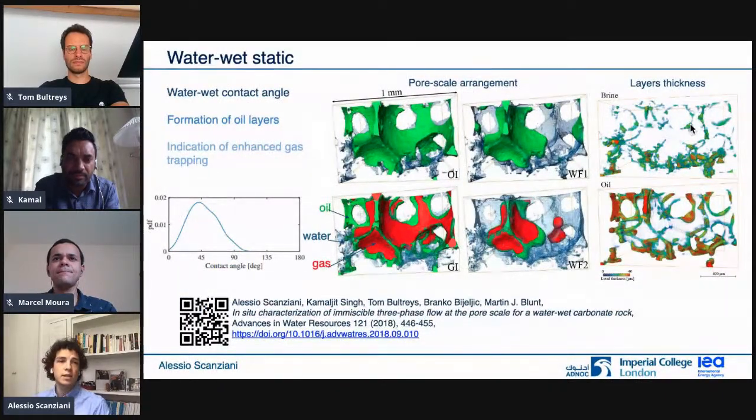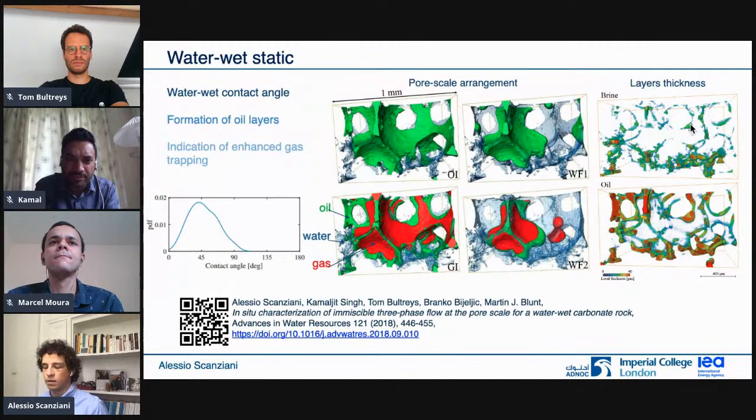My first experiment was a water-wet experiment using a calcium carbonate. We performed this experiment in this carbonate without any pre-treatment of the sample, which showed water-wet conditions. At these water-wet conditions, we saw that when we have two-phase flow, as previously observed, oil goes in the big pores and the water stays in the medium and small ones.